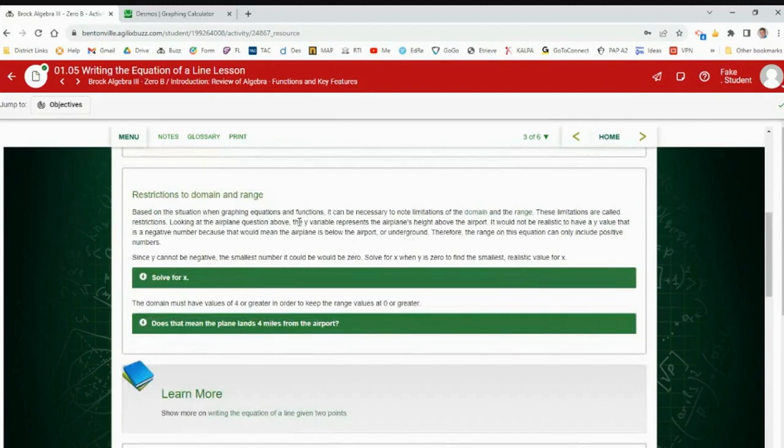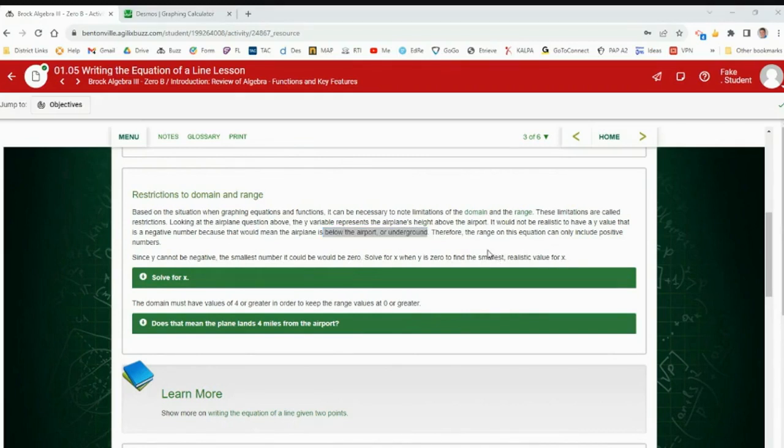The y variable represents the plane's height above the airport, above the ground. It would not be realistic to have a y value that's a negative number because that means everyone's dead and it's plummeted into the ground, right? That would mean the airplane is below the airport or underground if it's a negative number. So in this case, the range can only include positive numbers. Since y cannot be negative, the smallest number it could be would be 0, and that's when it's landed. So solve for x when y is 0 to find the smallest realistic value for x.